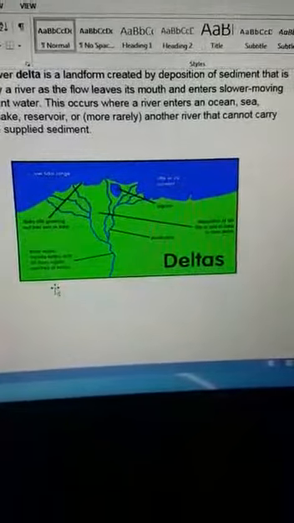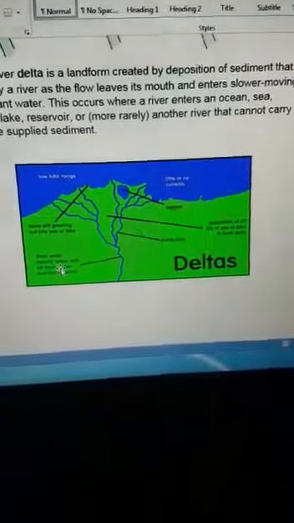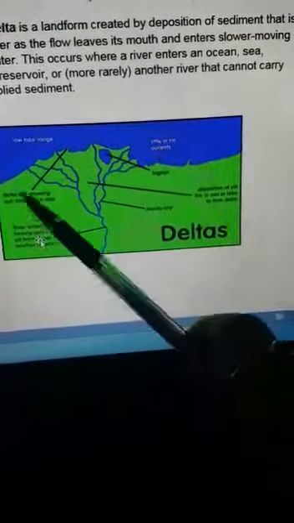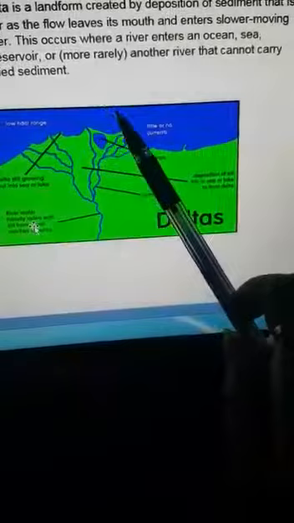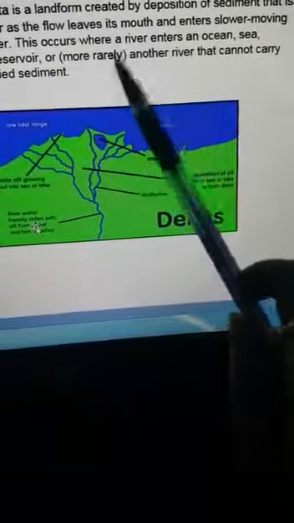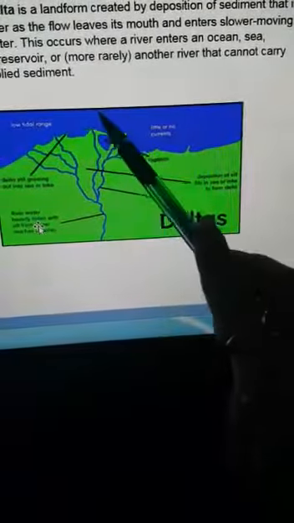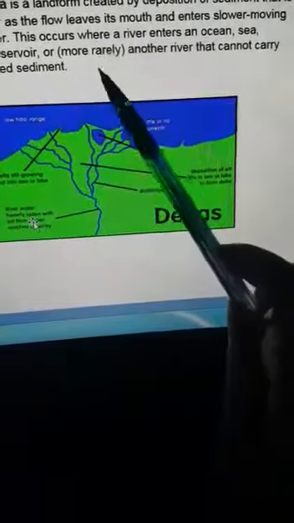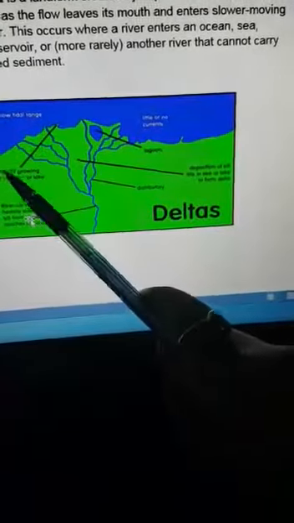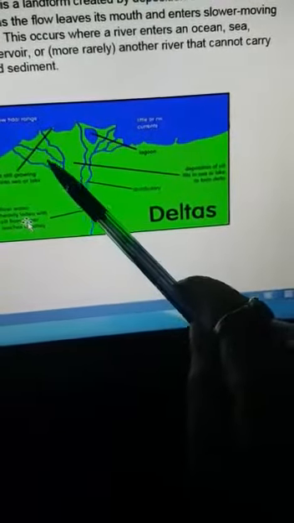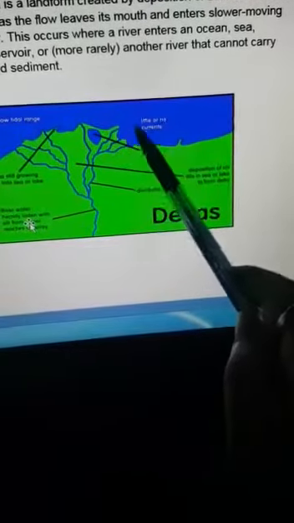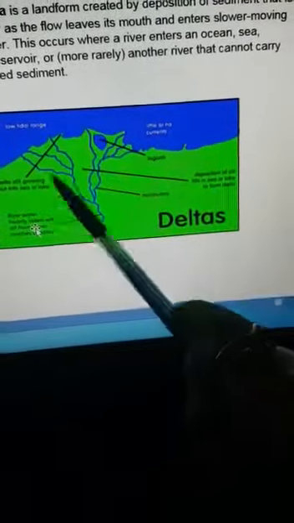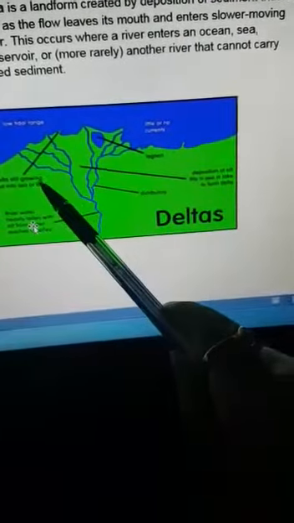Last is the delta. Delta is what? It is at the end of the river. When the river cannot anymore carry any deposits or any materials, it starts depositing at the end of the river, when the river is joining the sea or the ocean. Now here you can find the river is dividing itself into various channels, which are known as distributaries. Means this is one, this is one, this is one, this is one. This is a distributary of the river.